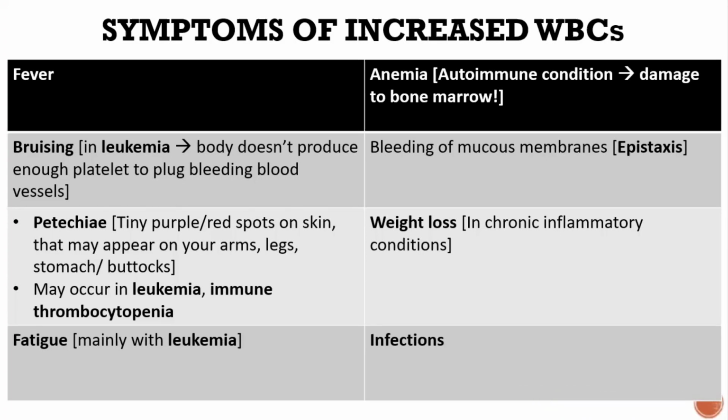And there is something called petechiae. These are tiny purple or red colored spots on the skin that may appear on your arms, legs, stomach, or buttocks. This may occur in leukemia or immune thrombocytopenia. As I said before, in leukemia it happens. And in immune thrombocytopenia also it has been observed that WBC increases, and as mentioned, platelets will reduce.